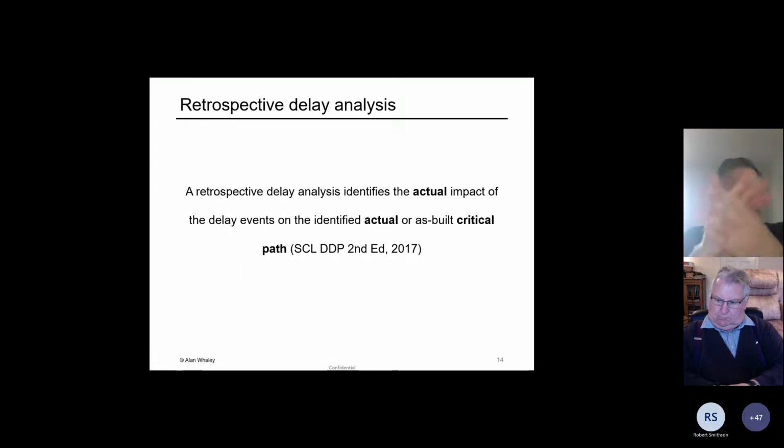The opposite philosophy then is retrospective delay analysis, and this is really simple. We're trying to identify the actual impact of a delay event on the actual as-built critical path of the project. So much simpler here. We shouldn't, as I said, have to worry too much about modeling anything, because we should now be able to refer back to site photos and other as-built records to determine exactly what happened.